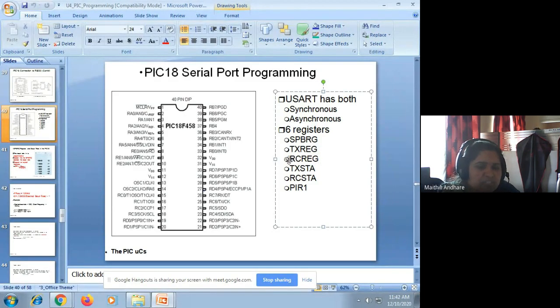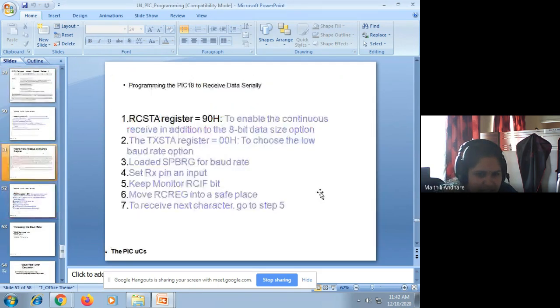When you receive data through the microcontroller, the data is available in the RCREG register. To give the status of transmission activity and control the transmission activity, the TXSTA register is available. To give the status of reception and control the receiving activity, the RCSTA register is available, and the interrupt flag bits are available in the PIR1 register. So we'll see that PIR1 register.